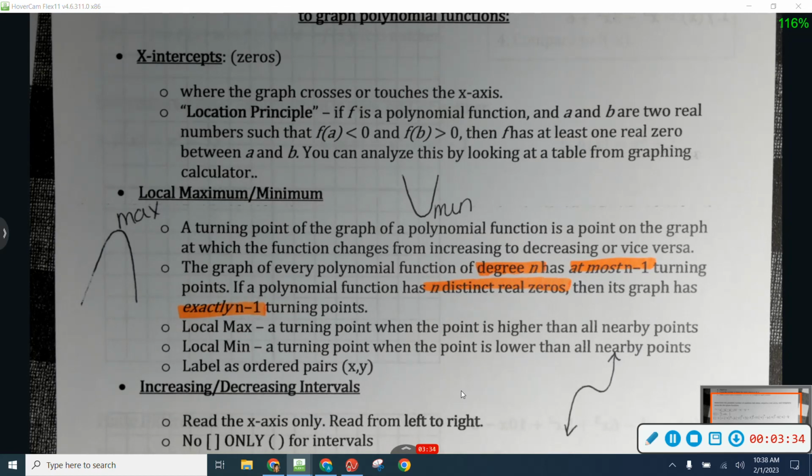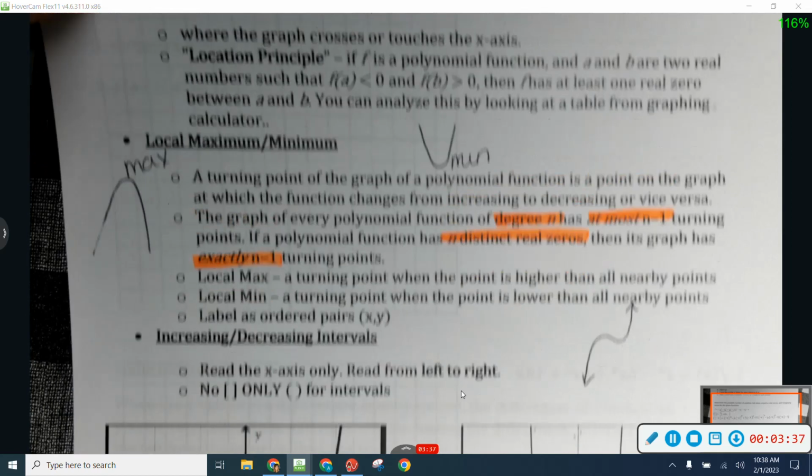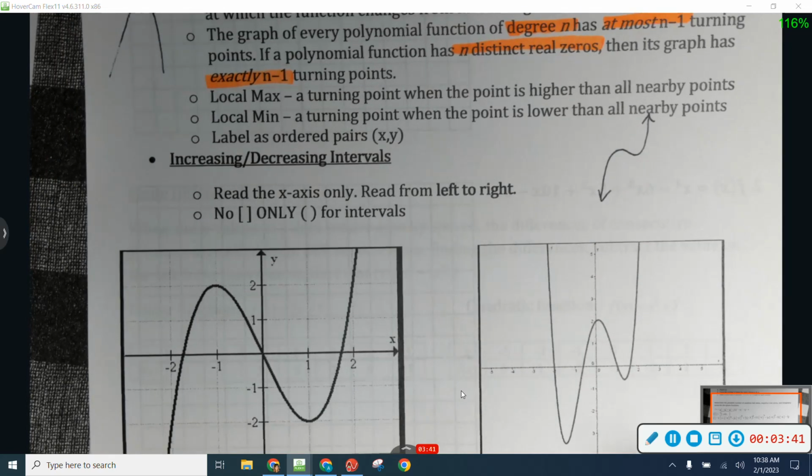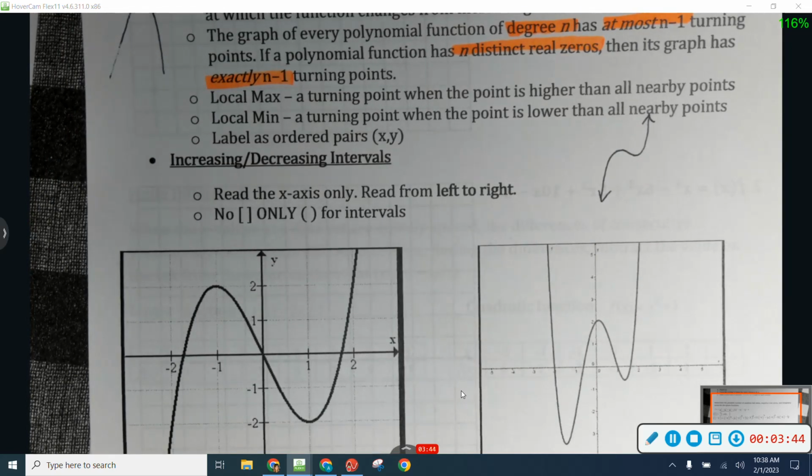So when you do your max and mins, I want to see it as an ordered pair. I don't want to see a y value. Okay, when we did quadratics, we said a max at y equals something. Okay, we're going to do actual ordered pairs for this.